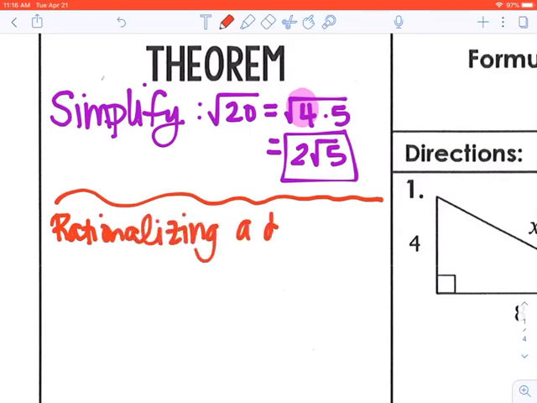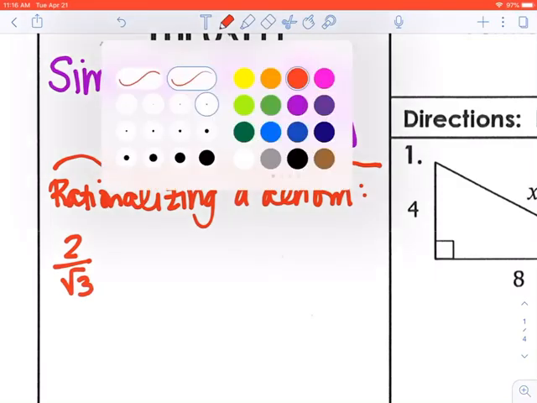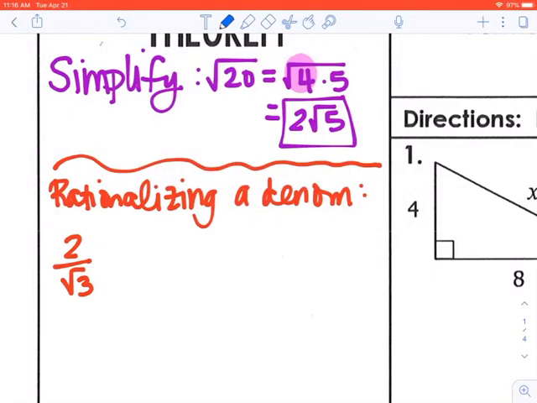Okay, so it's going to look something like this. There will be a couple of different types of rationalizing. So let's say we have something like 2 divided by rad 3. We don't like radicals in the denominator, so we're going to get rid of the radical in the denominator. And so what I want to do is multiply by rad 3 over rad 3. Again, I'm multiplying by 1. Rad 3 over rad 3 is 1, so it's not really changing anything.